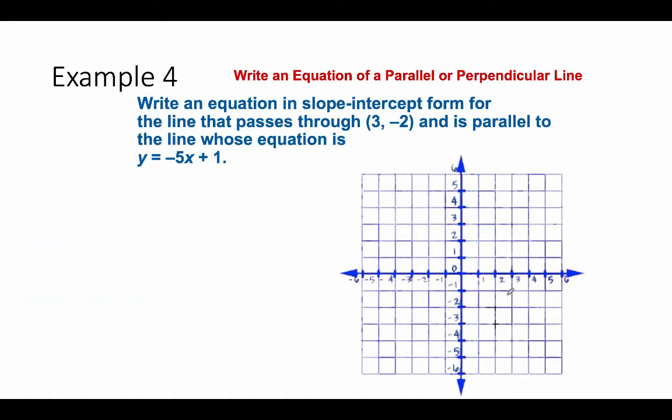So here we go. Write an equation in slope-intercept form for the line that passes through this point, so that's my x and y, and is parallel to this. Parallel. My slope is negative 5. My parallel slope. And this is the symbol for parallel. It looks like a tall number 11. Parallel slope is negative 5. And then I have a point of 3, negative 2.